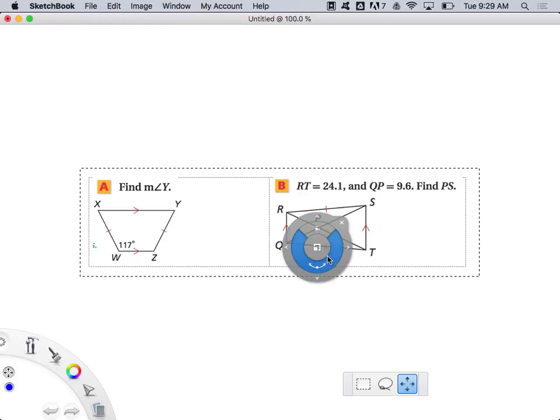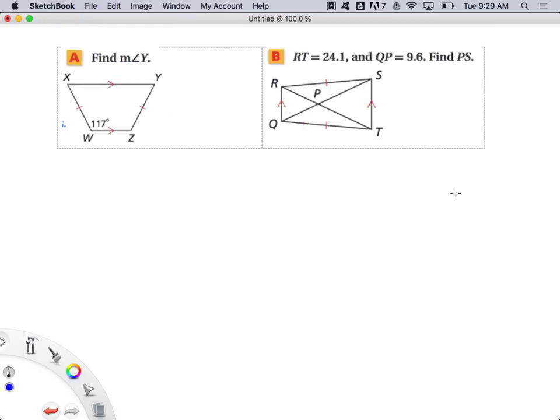All right, let's look at an example. It says find the measure of angle y. Well, I know that this angle is the same as this angle, which is 117. Cool. Well, I know that these angles are supplementary. The opposite angles are supplementary in an isosceles trapezoid. Okay? So, all I have to do to get the measure of angle y is do 180 minus 117. I get 63 degrees. Simple as that.